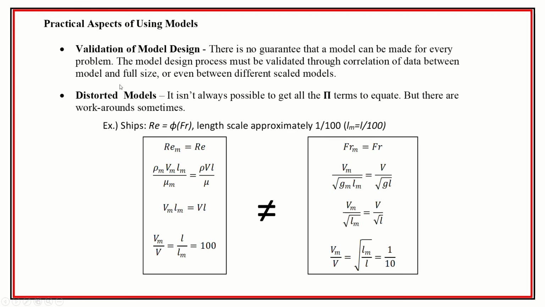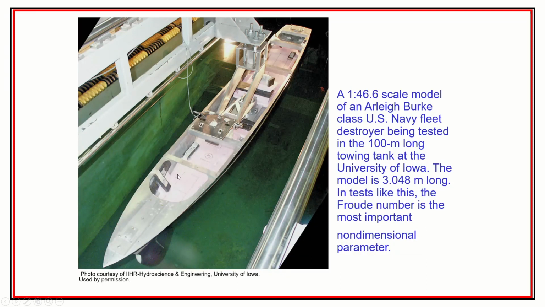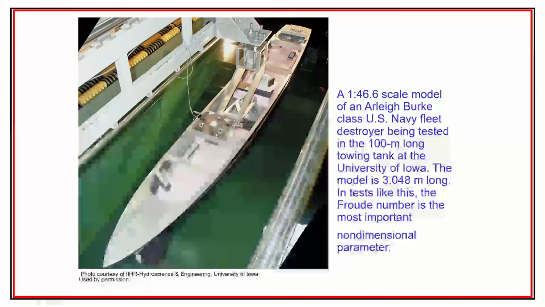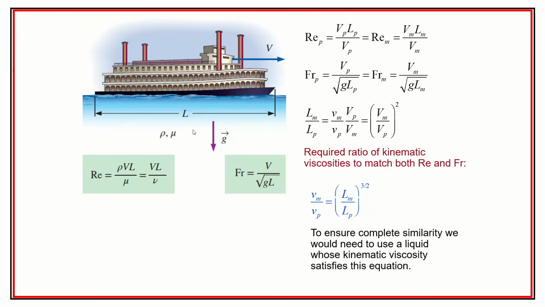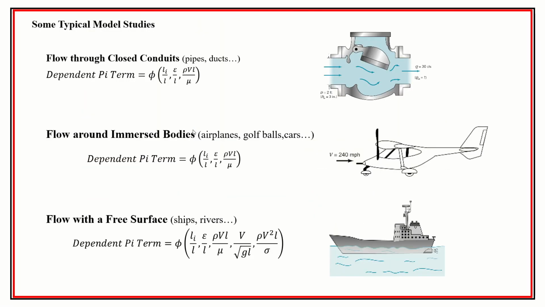Here's where we describe the validation of the model and the fear of having distorted models, and the towing tank is a very, very common one. I'm not sure where the force block is. It's probably in here, but we have something called a force block in a towing tank that helps us measure the thrust, or the drag, I should say. But the Arleigh Burke Navy fleet destroyer hull form is a very classic one. There are a lot of military ships based on that hull form.